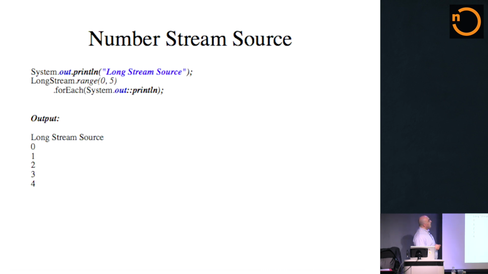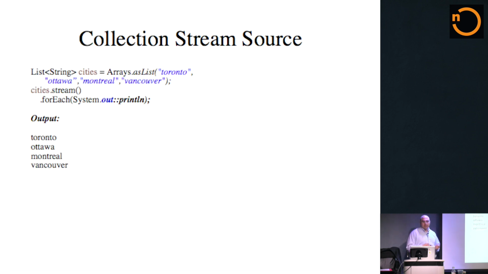So let's take a look at some stream sources, just to give you an idea of what a stream source is. Here's a stream source that is a range from 0 to 5. We're just using forEach to print it out, so it prints 0, 1, 2, 3, 4. Just an integer stream. Streams can be anything. What a stream does is spit out elements. So that's not a very interesting stream, right? But it's a simple one.